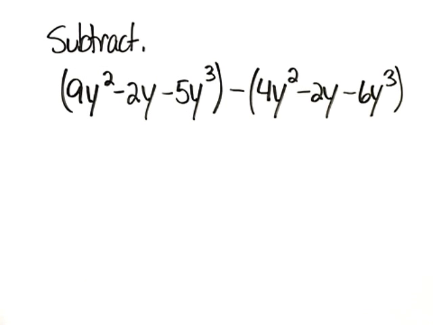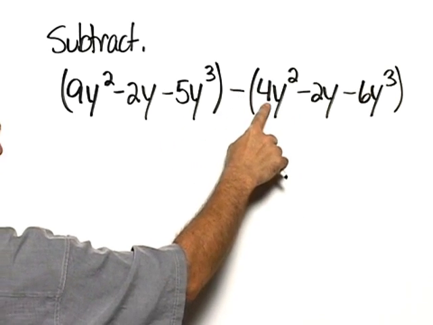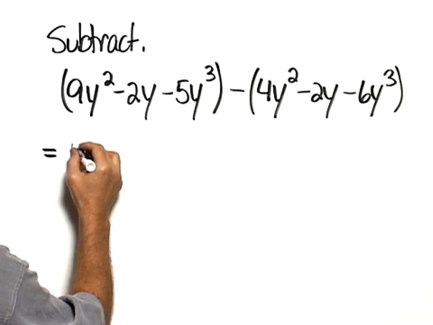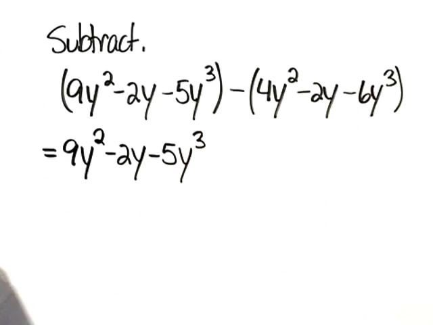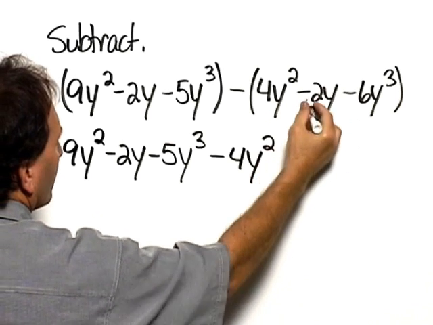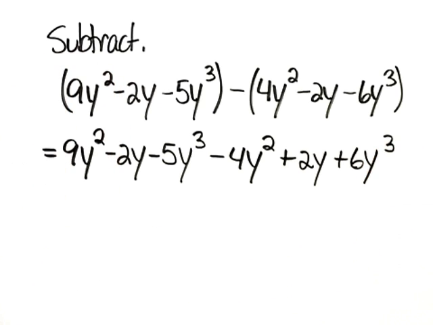Subtract 9y squared minus 2y minus 5y cubed minus the quantity 4y squared minus 2y minus 6y cubed. When we subtract this polynomial from this one, we change it to addition and change each of the signs inside of this parenthesis to the opposite of what they are. So we have 9y squared minus 2y minus 5y cubed. And then this would be minus 4y squared plus 2y plus 6y cubed.